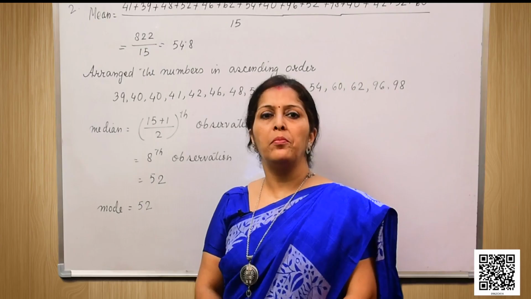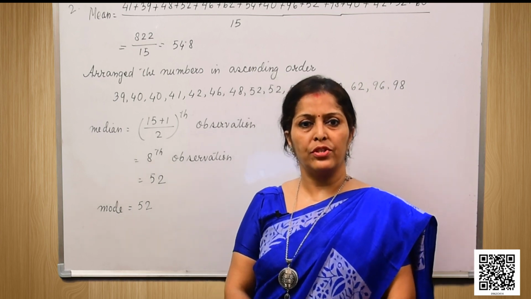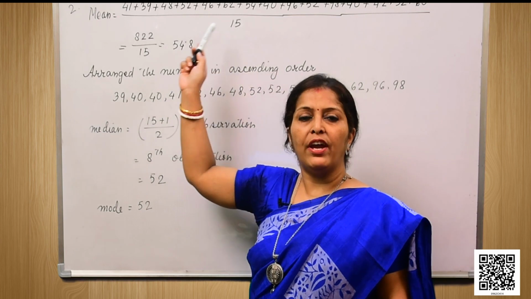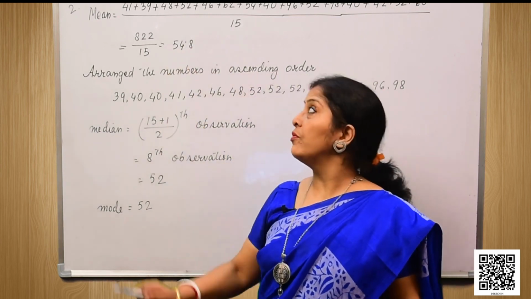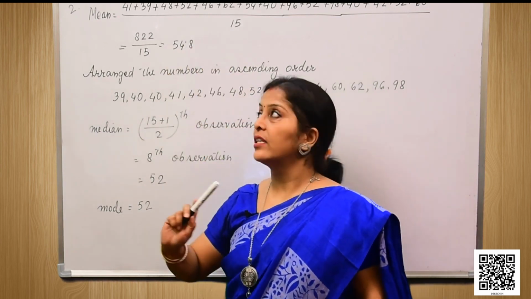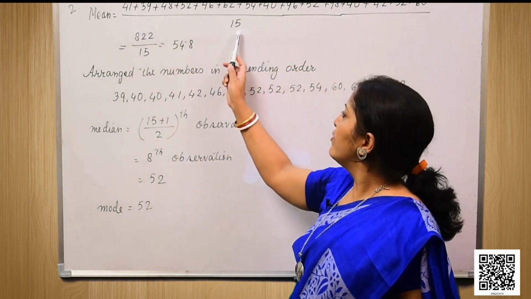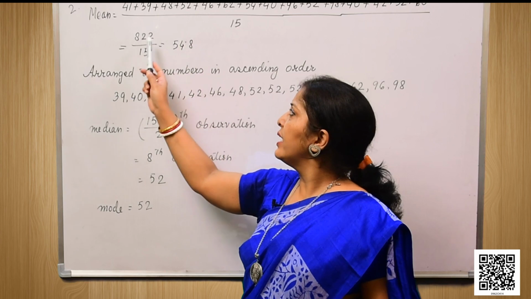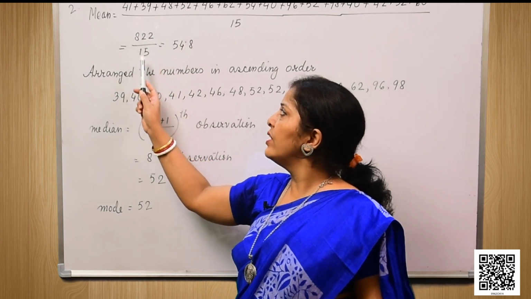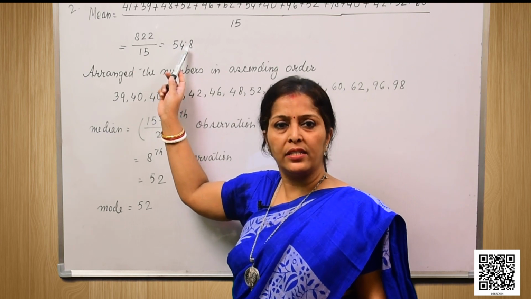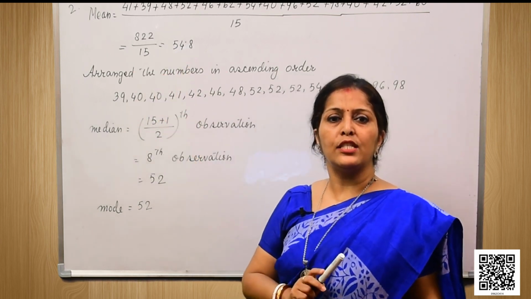First we find the mean. To find the mean, first of all, we add all the numbers given to us and divide by the number of terms, which is 15 in this case. So we have added all the numbers and then divided by 15. The sum of all is 822 divided by 15. The result is 54.8.